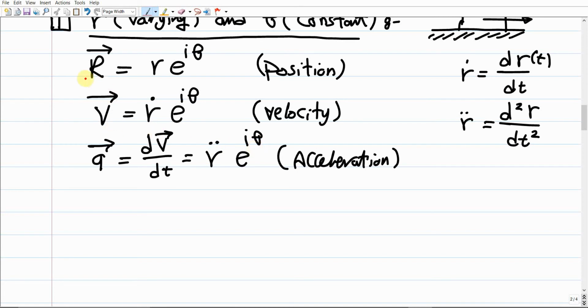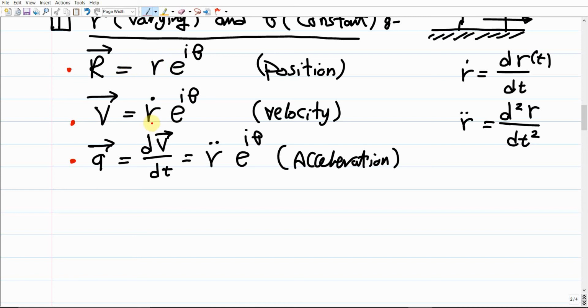As we agreed before, all of these three quantities are vectors. A vector requires magnitude. So the small r is the magnitude of the position vector r, and theta is the direction of the position vector.